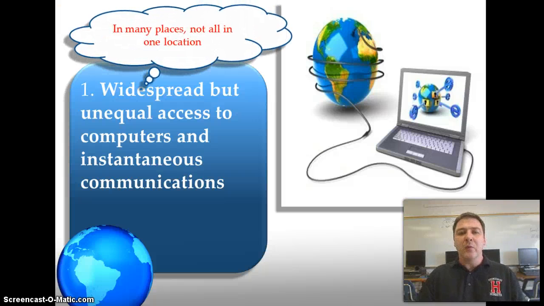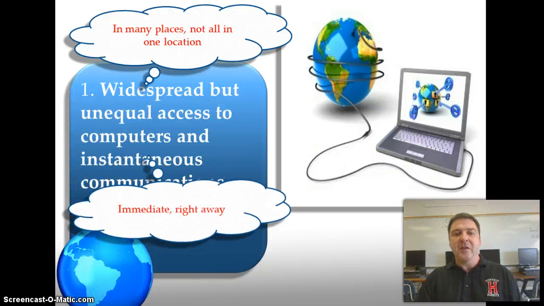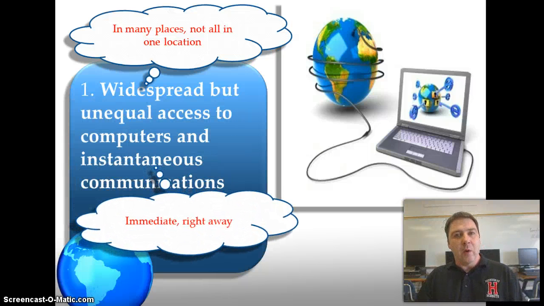By widespread, we mean they're in many different places. Not all the technology is in one location. For example, not all technology is in the United States. It's spread out. You can find cell phones, computers, video games around the world. And by instantaneous, we mean immediate or right away.